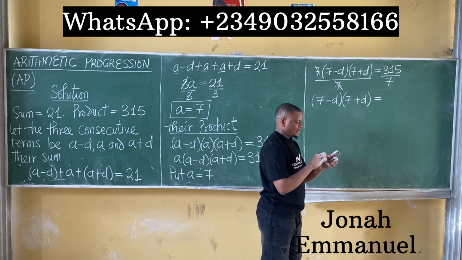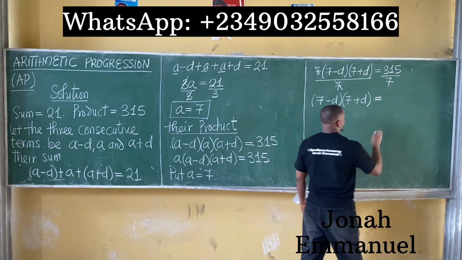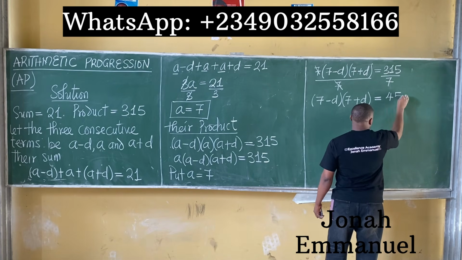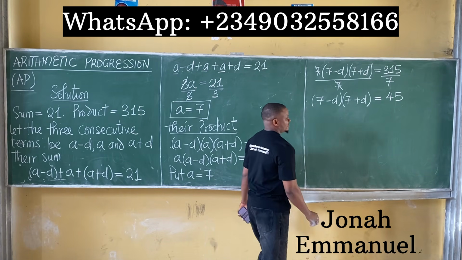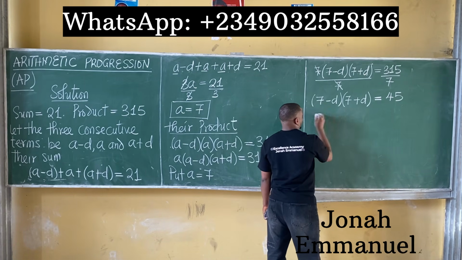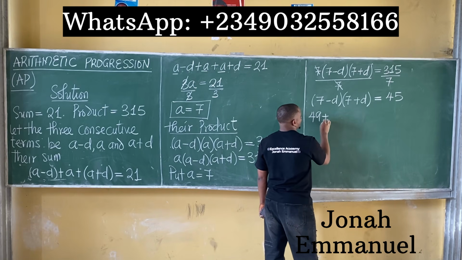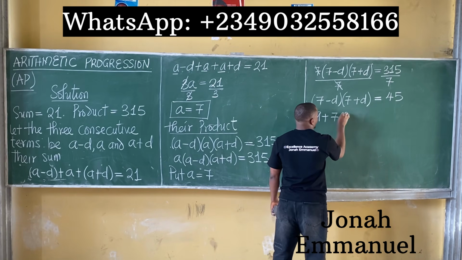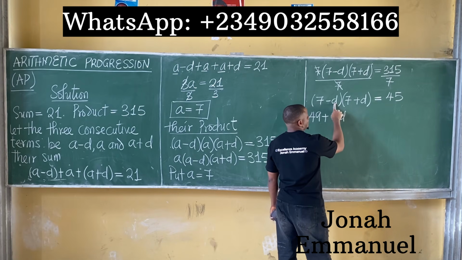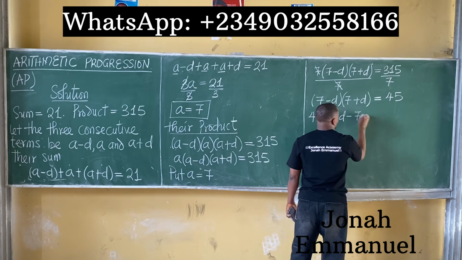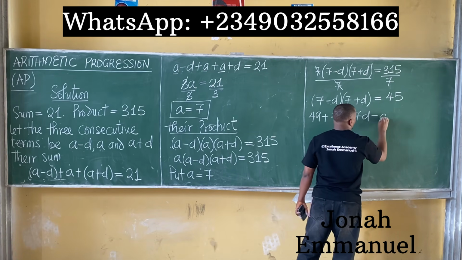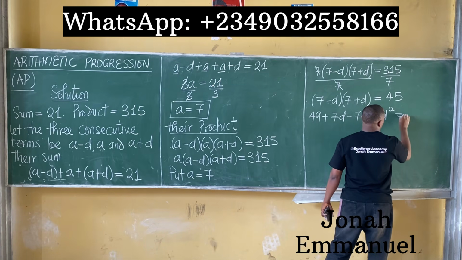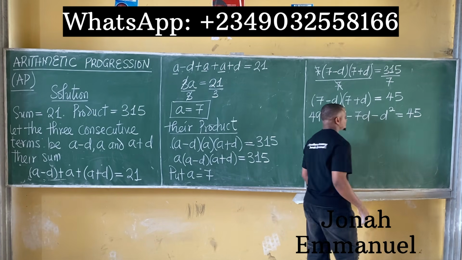That's 315 over 7. That's about 45. So it's equal to 45. You have this. Now let's keep on solving this. For this, we have to expand the brackets. To expand the bracket, we'll have 7 times 7, 49, plus 7 times d, 7d, minus 7 times d, minus 7d, and minus d times d, minus d squared, is equal to 45.